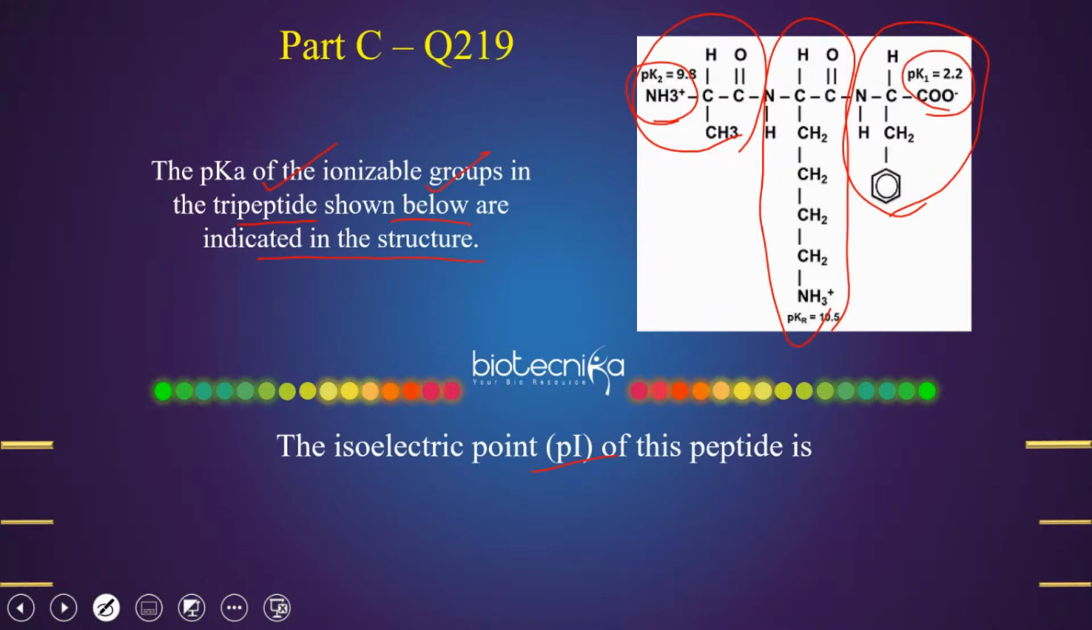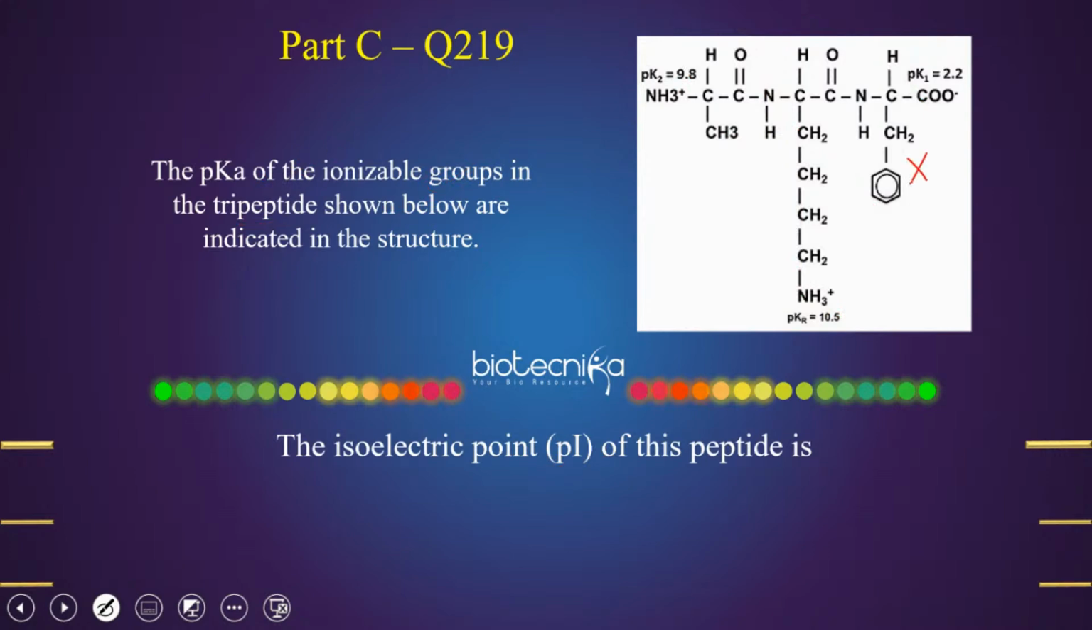So in this case, lysine side chain is ionizable. We can clearly see there is a lysine over here. Phenylalanine is not ionizable, which is having this phenyl group. Even CH3 is not ionizable. Yes, that's right, Antara. Very good. So we have to find out the isoelectric point.